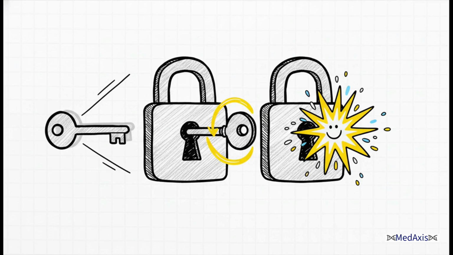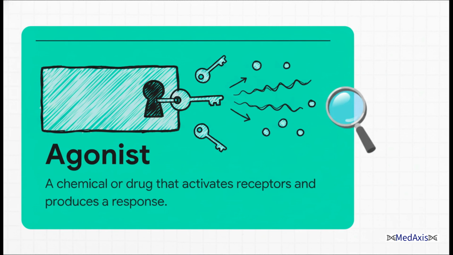Simple as that. So to put it a bit more formally, an agonist is just a chemical that activates a receptor and makes something happen. And what's so cool is that they often work by mimicking the body's own natural keys, things like hormones or neurotransmitters, to produce an effect we want, like maybe reducing inflammation or opening up your airways.